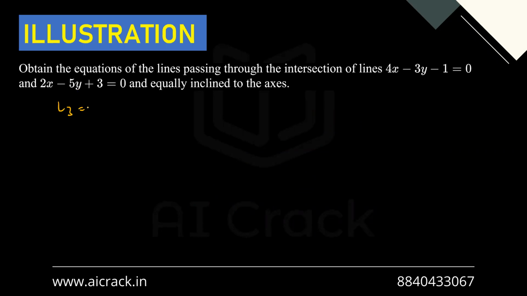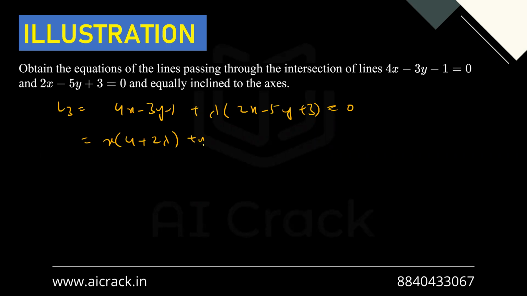So let's say the line is, because the line is passing through the intersection of these two lines, we can write with the help of the family of lines 4x minus 3y minus 1 plus lambda times 2x minus 5y plus 3 equals 0. So this is our line L3, and we'll take the x terms together, y terms together, and see what happens. That would give me x times 4 plus 2 lambda plus y times minus 3 minus 5 lambda plus 3 lambda equals 0, right?